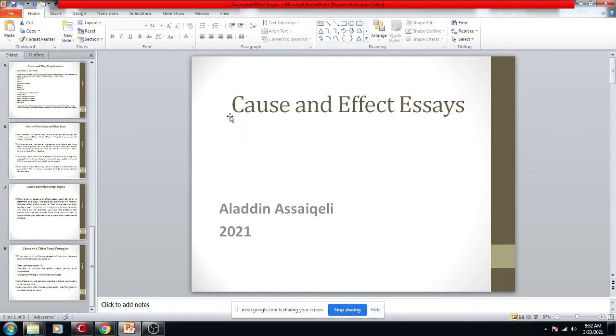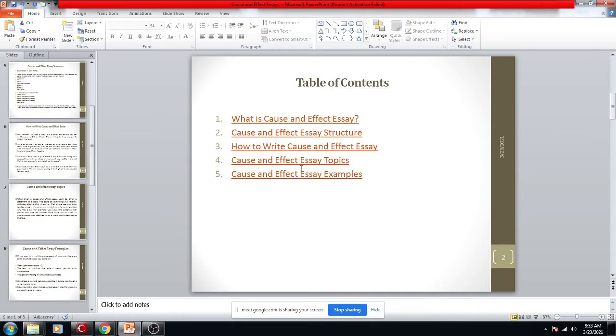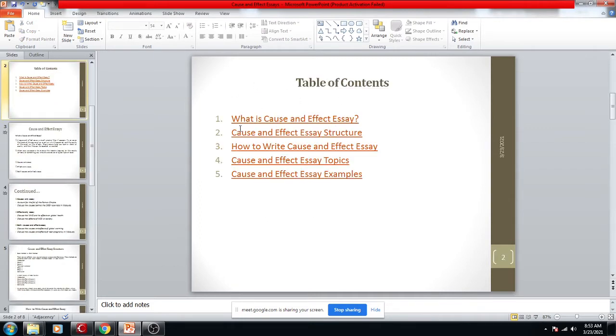Cause and effect essays. So this is another rhetorical style, or rhetorical mode, or pattern of organization, a way to organize and present information in the form of an essay. We're going to look at these issues. First, we're going to define what a cause and effect essay is, and then look at the cause and effect essay structure, the two methods or models, the block method and the chain method. Next, we're going to look at how to write a cause and effect essay, then cause and effect essay topics, and finally cause and effect essay examples.